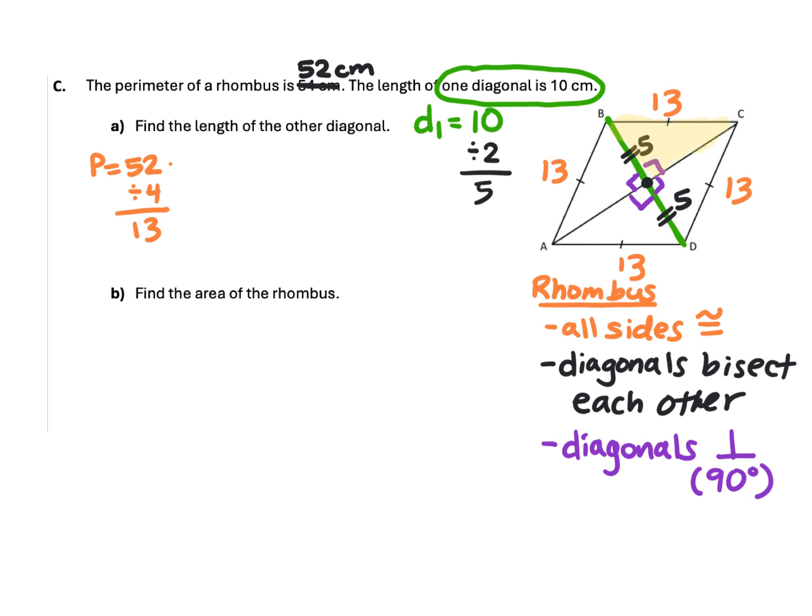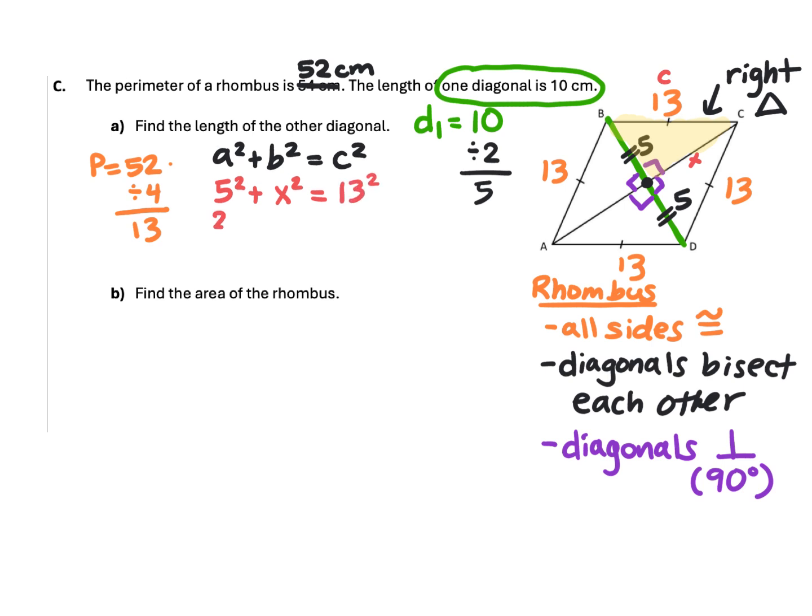Now, since that is a right triangle, we can go ahead and calculate the missing side by using the Pythagorean theorem. So we have a squared plus b squared equals c squared, and c has to be the hypotenuse. So the c has to be the 13. A and b are the other two sides. I'm going to let this side be x. So I'll go 5 squared plus x squared equals 13 squared. And now we just do our Pythagorean theorem. 5 squared is 25. 13 squared is 169.